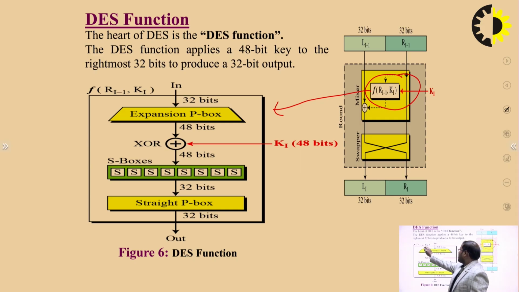R(i-1), K(i), input 32 bits, expansion P-box 48 bits, XOR then 48 bits, S-boxes then 32 bits, straight P-box then 32 bits, then output. So, this is the whole DES function.